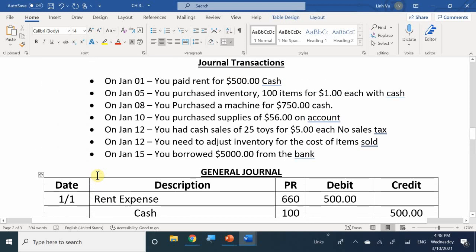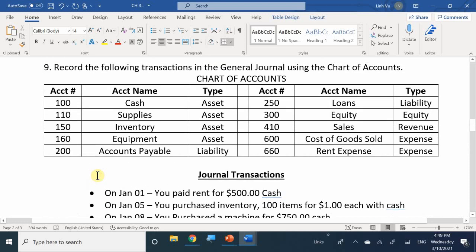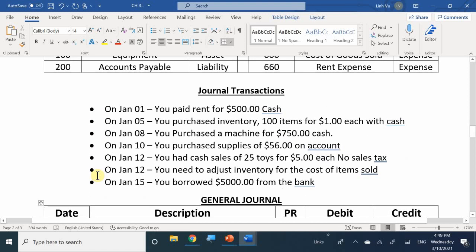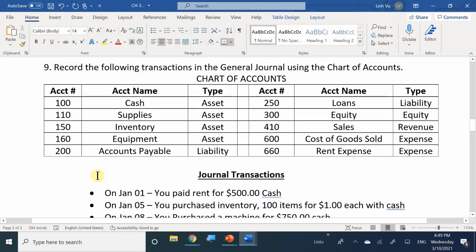Now, let's see what has happened next. On January 12th, you had cash sales of 25 toys for $5 each, no sales tax. So here we have a sale, and it was cash sales. Do we have a cash account? Yes. Do we have a sales account? Yes, we do.